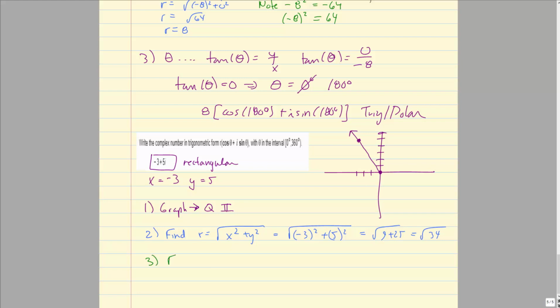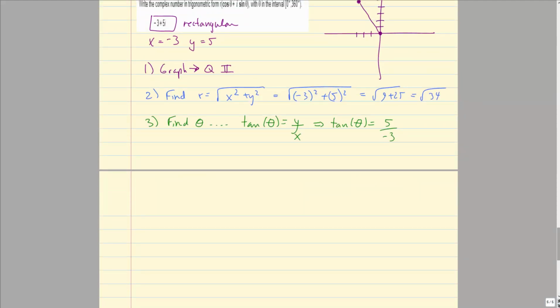Next thing I'm going to do is to find theta. And I'll find theta by looking at the tangent of theta is y over x. Now y in this case is 5, x is -3. This does not look familiar to me at all. So this is not a value from the unit circle, a standard angle, let's say like 1, 0, square root of 3, square root of 3 over 3. None of these are common. So what I'm going to have to do here is look at inverse trig functions and use our calculator.